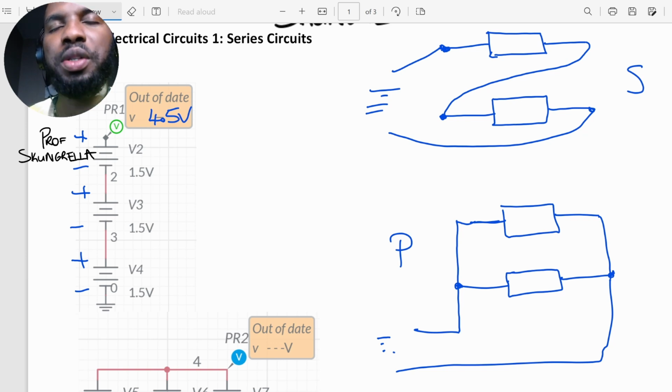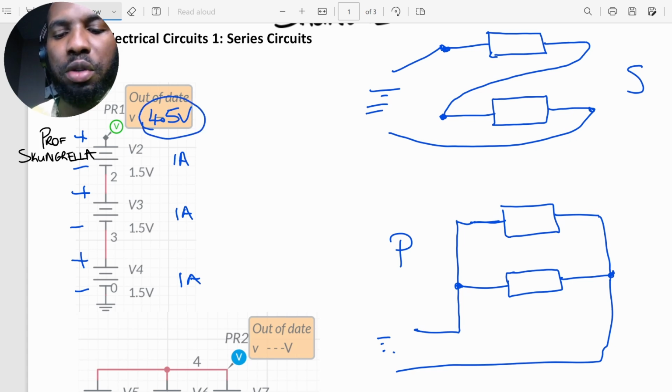When we connect batteries in series, the other thing to note is that we only have one path for current to flow, and the maximum current we're going to get is the current output of the battery. So if the maximum current output was 1 ampere for each battery, the current flowing in the circuit would be 1 ampere, whilst the voltage would be the sum of the voltages.